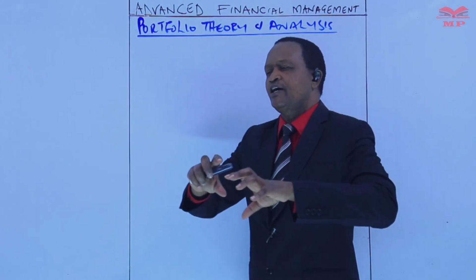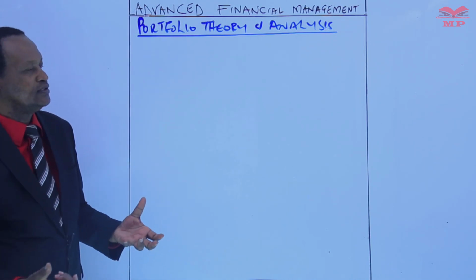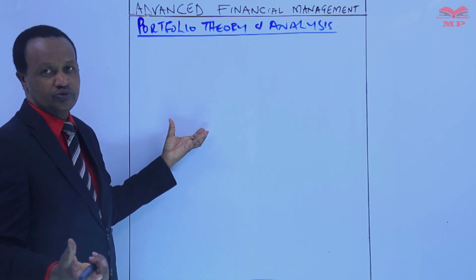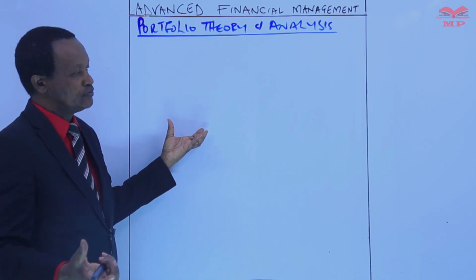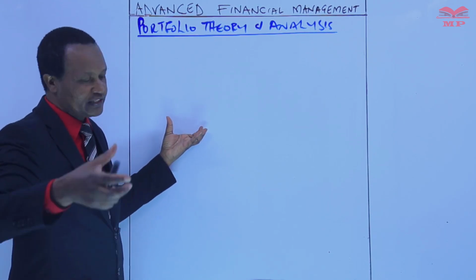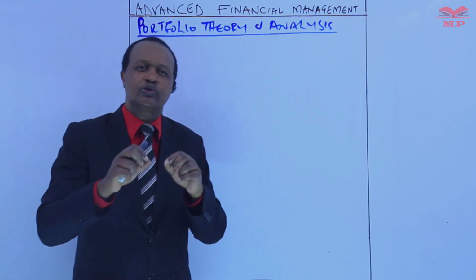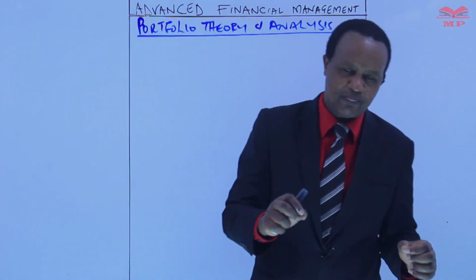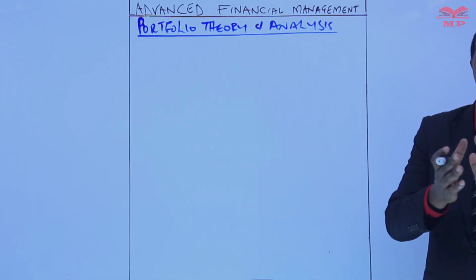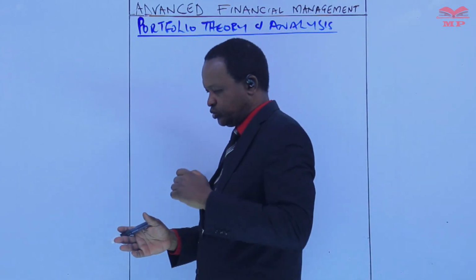It's like having a basket that holds different investments. So that basket is what we are calling a portfolio. It is like holding different investments in a basket, each with its own potential for risks and returns. That's the meaning of a portfolio.